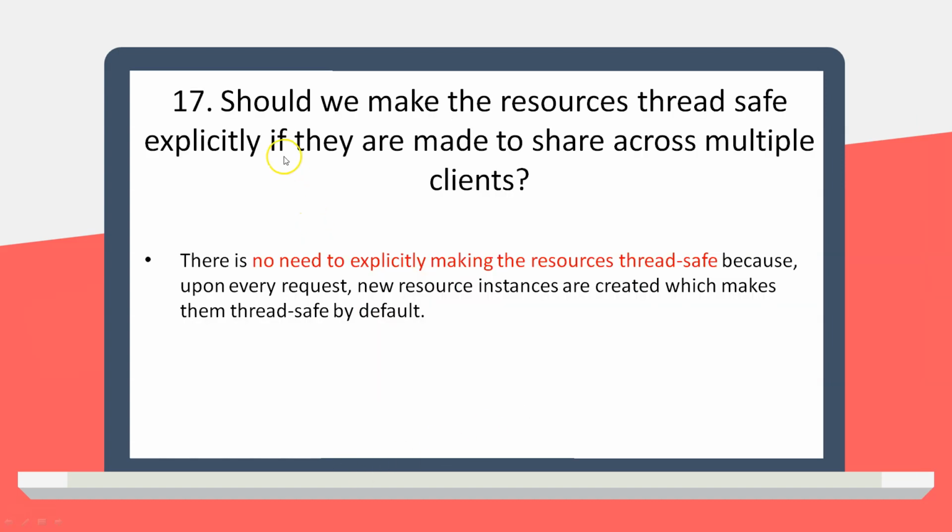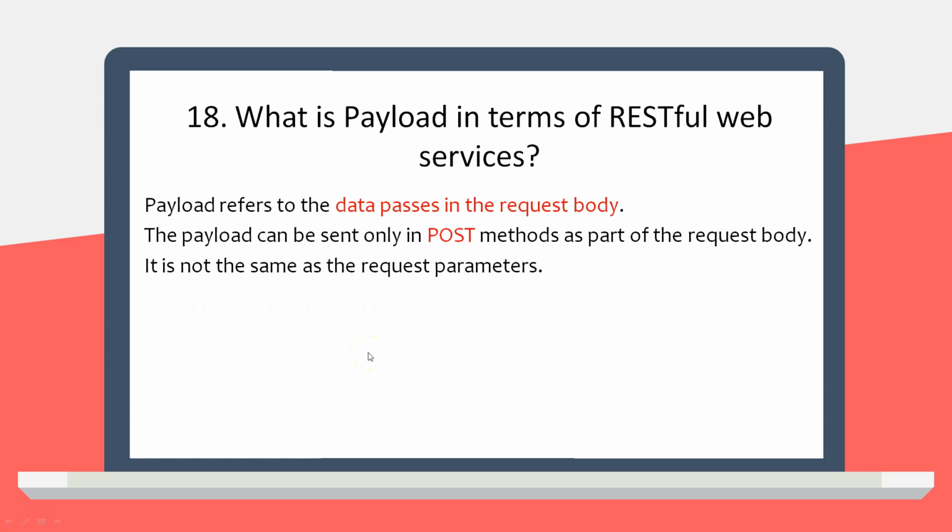Alright guys, next, should we make the resources thread safe explicitly if they are shared across multiple clients? So the answer is there is no need to explicitly make the resources thread safe. Why? Because upon every request, new resource instances are created, which makes them thread safe by default. So you don't have to take any action. By default they are thread safe.